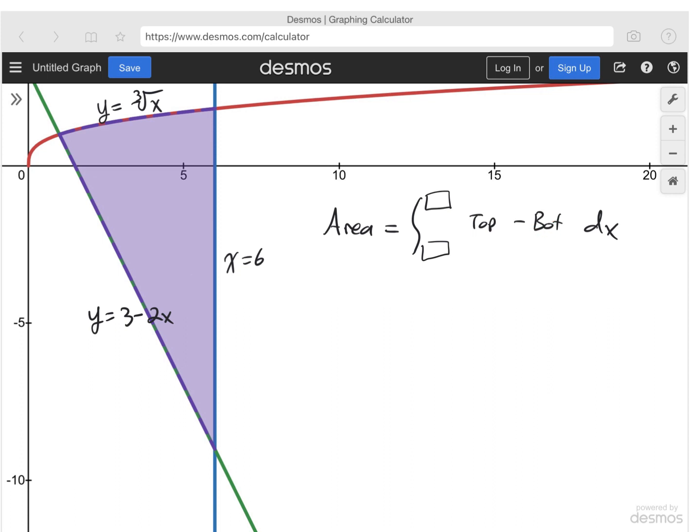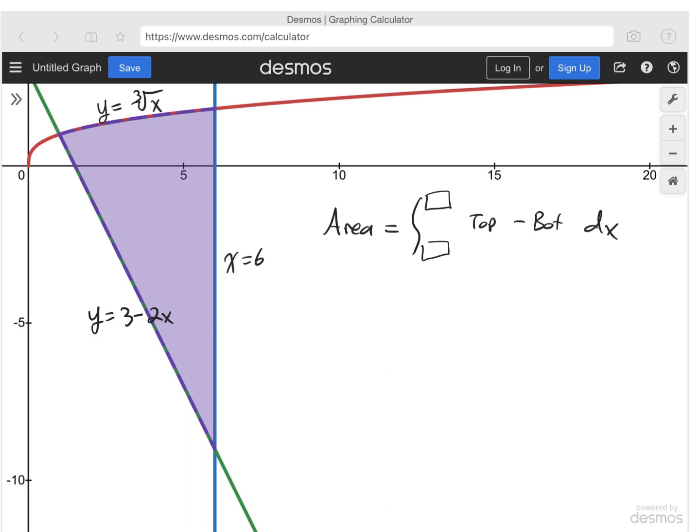Hopefully that's fairly easy. When we look at this y equals cubed root of x up here, it definitely seems to be the top function, so I'll insert that here. Then y is equal to 3 minus 2x is the function that's underneath that, so that'll be the bottom function. This equation here, x equals 6, really is not underneath or above either of the two functions. This just indicates where we are stopping with our integration. So x equals 6 is going to be our upper limit of integration because we're going to integrate from whatever this x value is all the way up until this value.